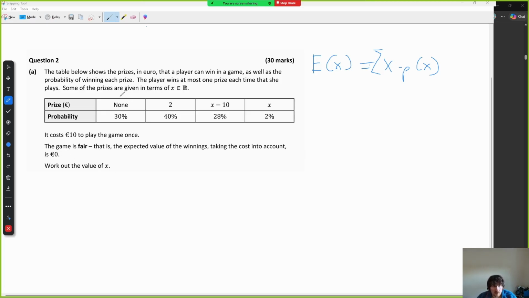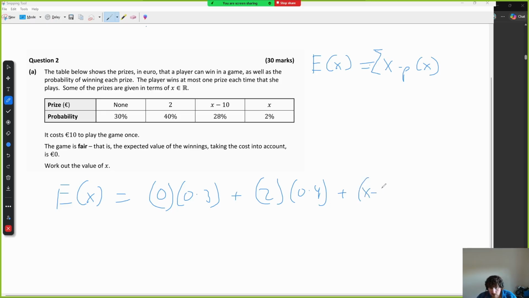So the idea here, you win 0. So we'll write it like this, E of X equals, so we win €0, 0.3 of the time, plus, that's what the big E thing means here, plus we win €2, 40% of the time, plus X minus 10, we win that much money, 28% of the time, 0.28, and then finally plus, we win probably this big prize of X, only 2% of the time.